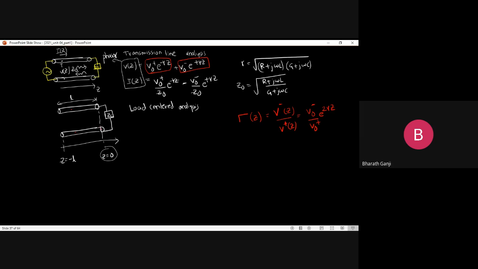So we started to do analysis at the load. The question was, what is the reflection coefficient at the load? The reflection coefficient at the load is nothing but the reflection coefficient at z equal to 0. If you put z equal to 0 in this equation, we got that the reflection coefficient at the load is nothing but V naught minus by V naught plus. So this is one equation.